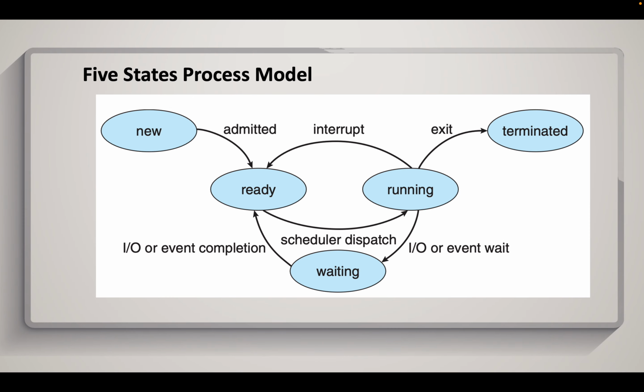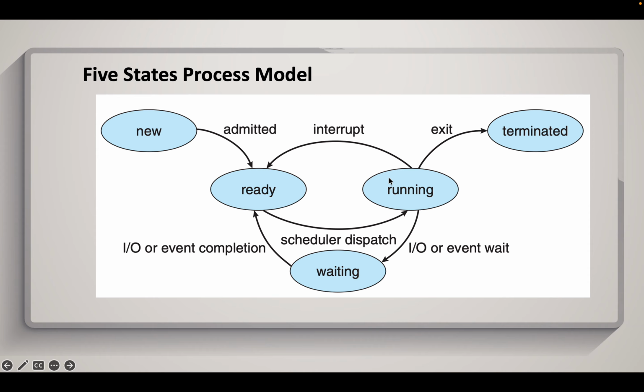Five-state process model. In this, we have 5 states. State 1: the process is new. State 2: once the process is admitted, it will be changed to ready to execute by the CPU. A ready process will be dispatched to the CPU and it will be changed to running.